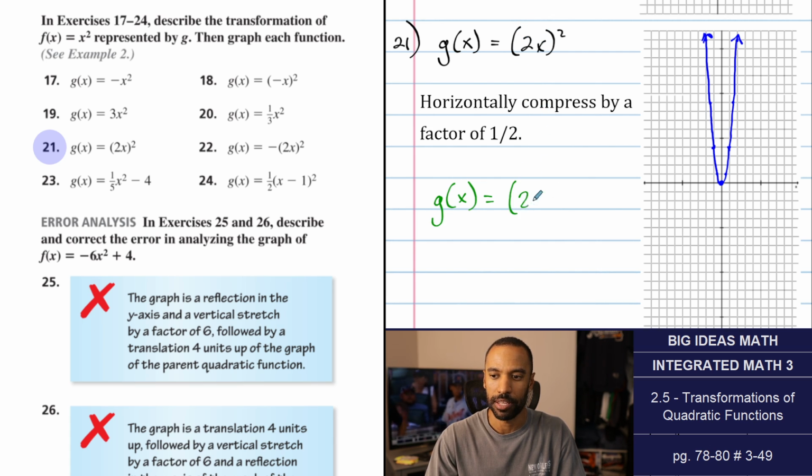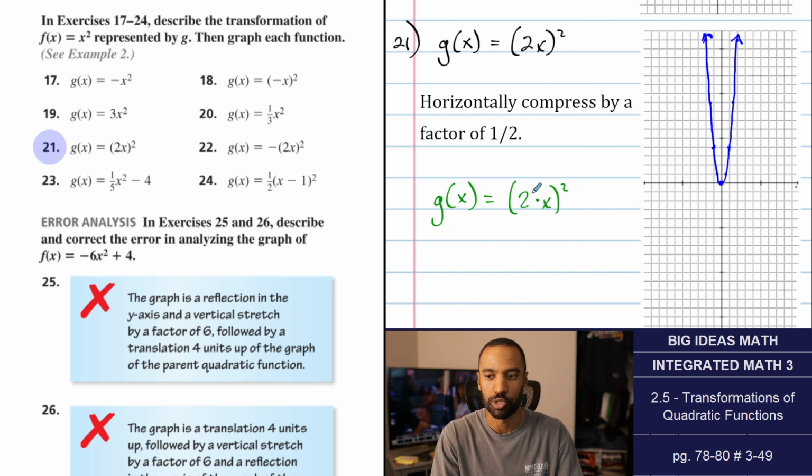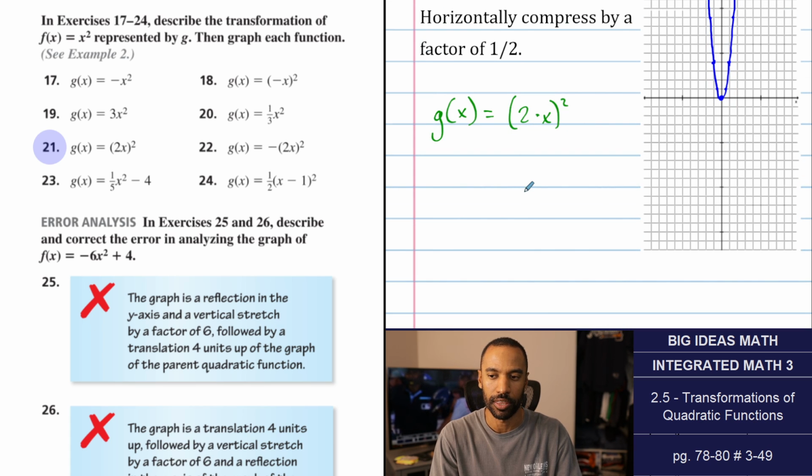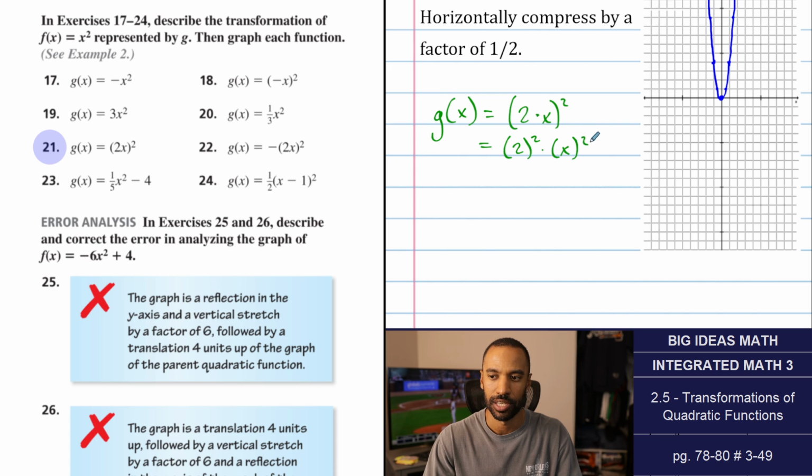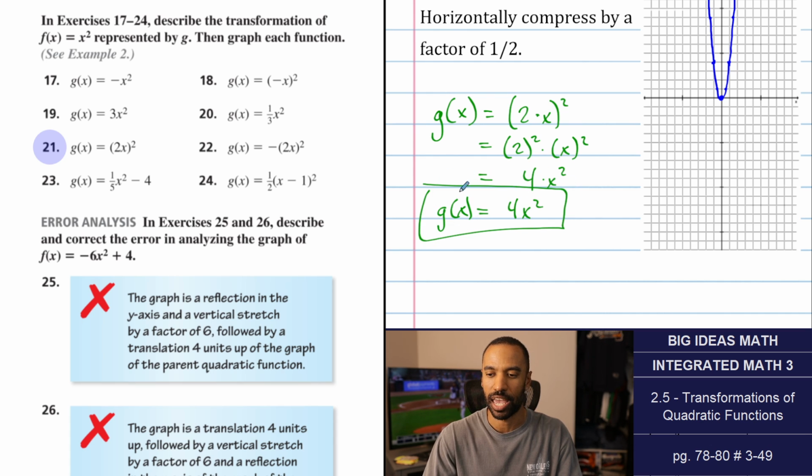2x quantity squared means 2 times x quantity squared. That means, and I'm probably overstating this, I'm sure you know this, 2x squared means you square the 2, you square the x, right? But I'm going to write it. You square the 2, you square the x. X squared is indeed x squared, but 2 squared is 4. This becomes 4 times x squared, which is 4x squared. Okay, what am I saying about that?